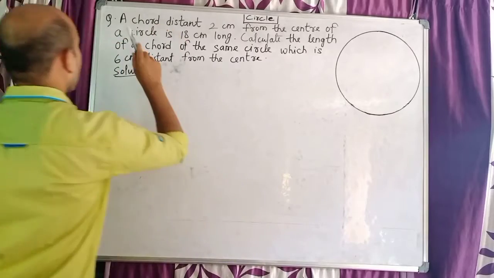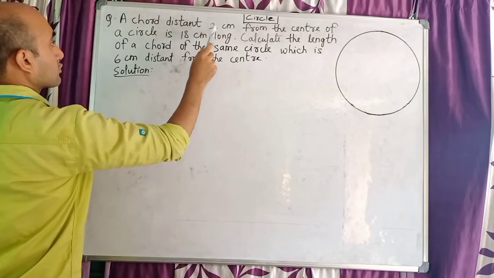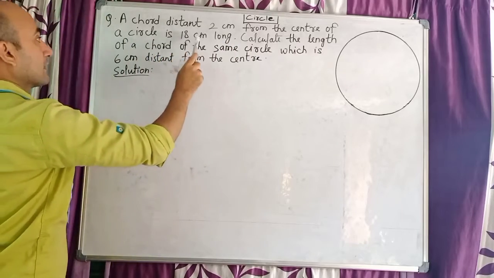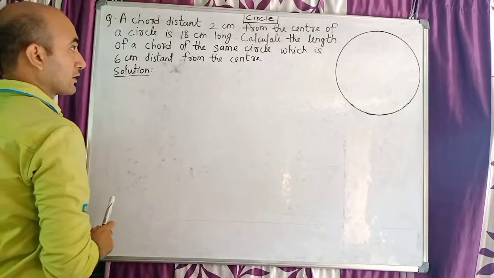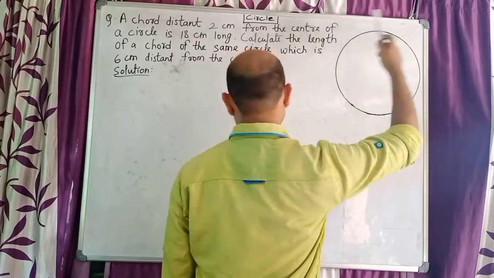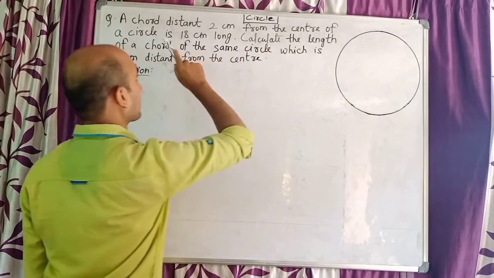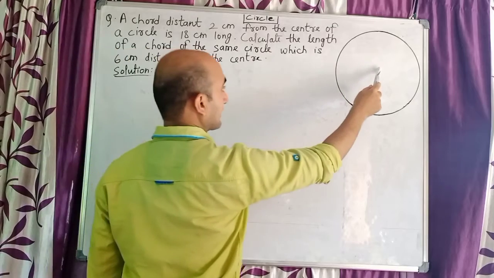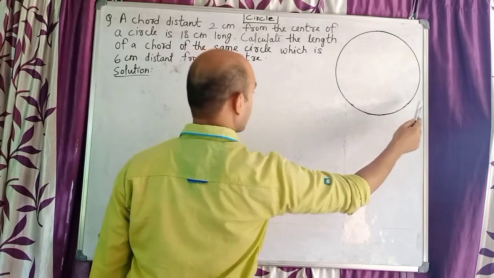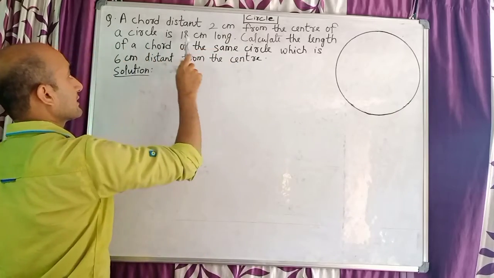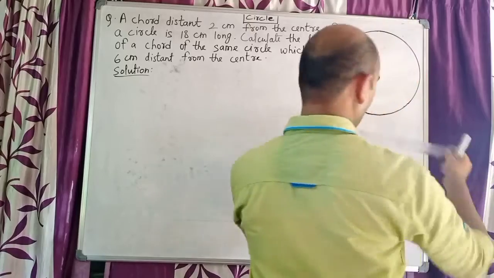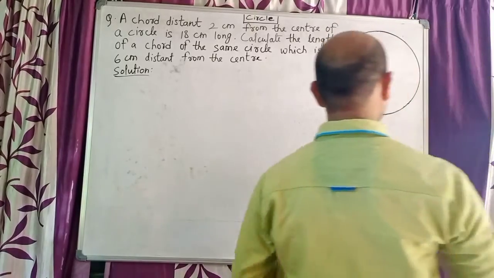My question is, a chord distant 2 centimeter from the center of a circle is 18 centimeter long. In this question a diagram was not given, so I made one circle here. What the question is saying: from the center of the circle at a distance of 2 centimeter one chord is there and its length is 18 centimeter long. So let us first draw a chord whose length is 18 centimeter.